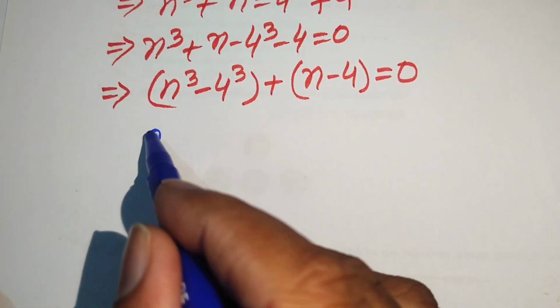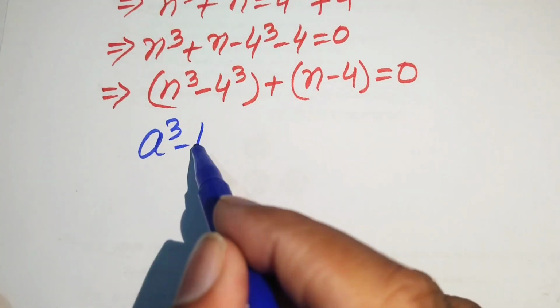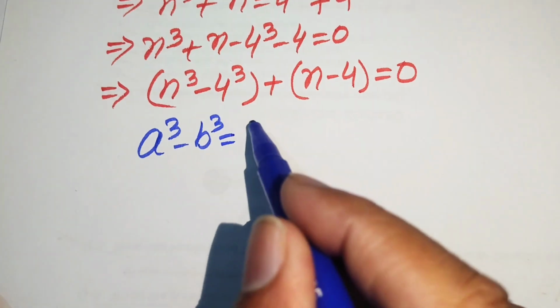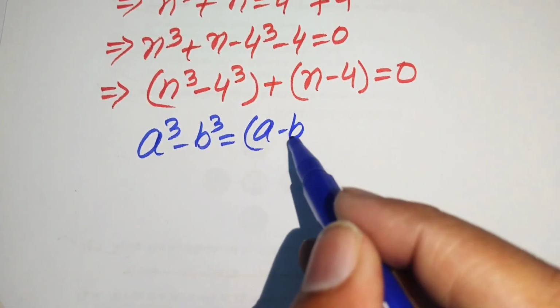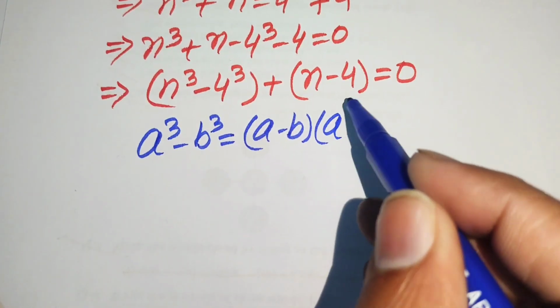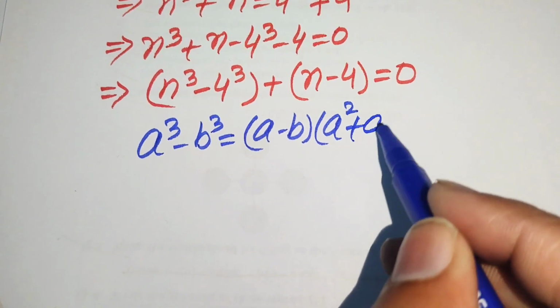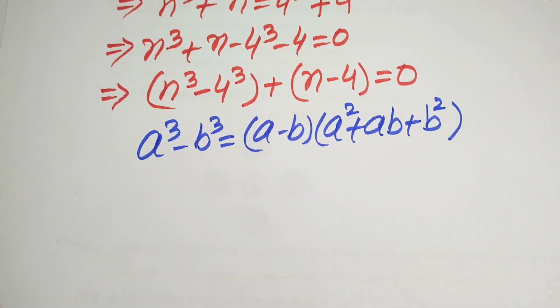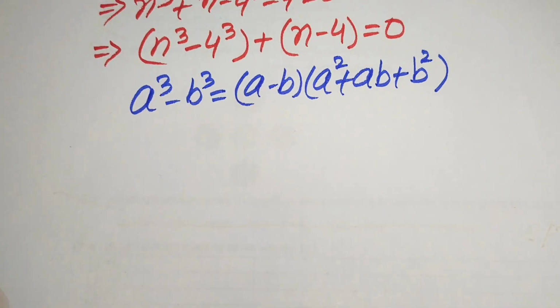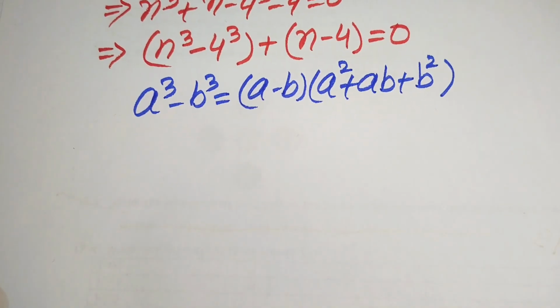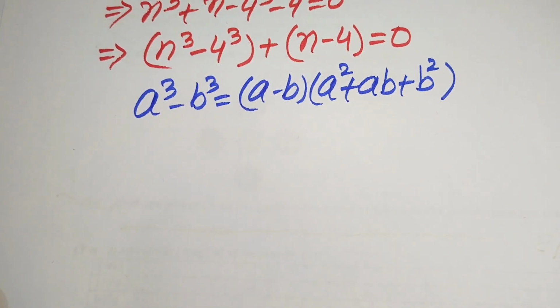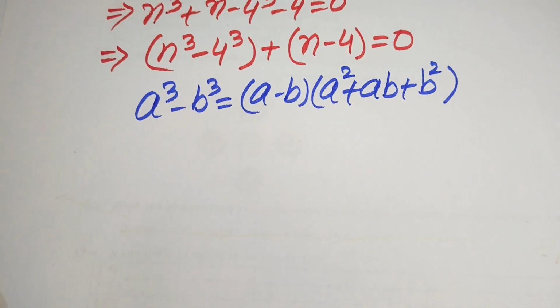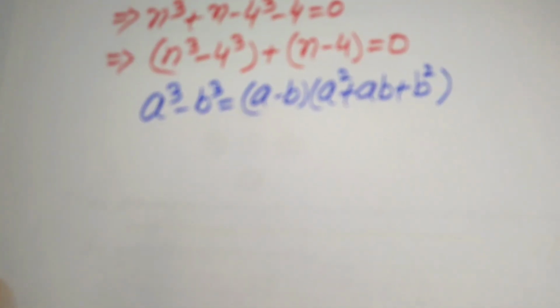After this step we need a nice cubic formula, and you very well know about this formula. If we have a cubed minus b cubed, it equals a minus b times a squared plus ab plus b squared. This is our nice cubic formula, which we just apply on the above term.